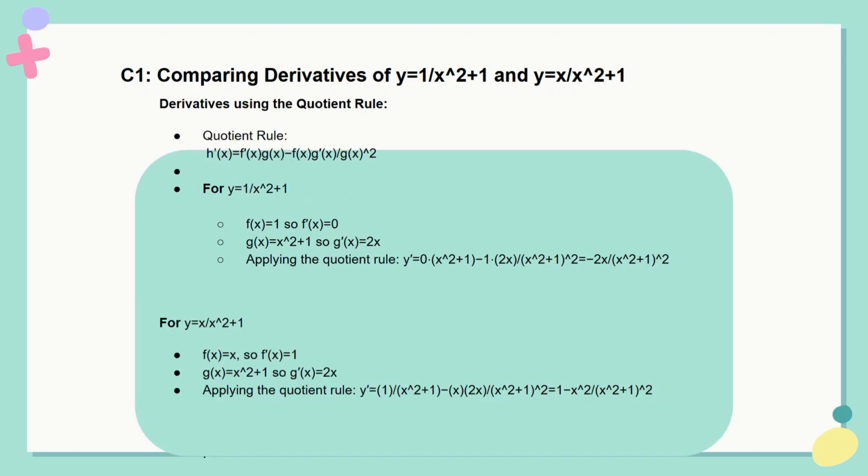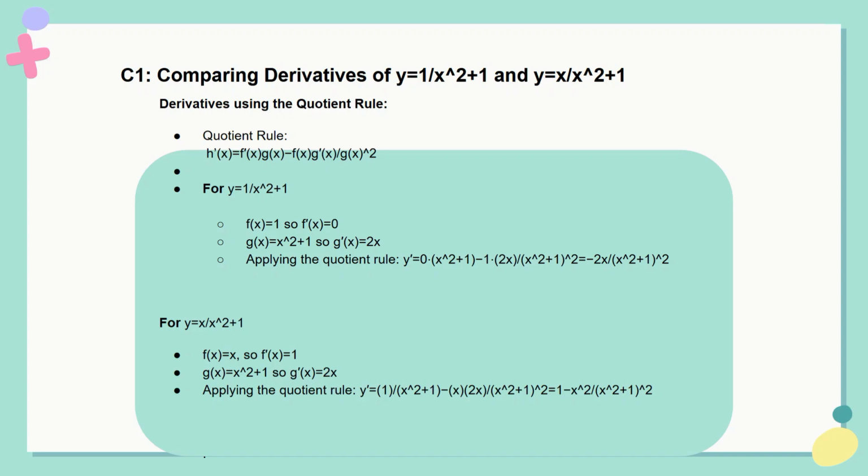So the quotient rule states that h prime of x is equal to f prime of x g of x minus f of x g prime of x, divided by g of x squared. If we apply this rule to y is equal to 1 divided by x squared plus 1, we'll get an answer of minus 2x divided by x squared plus 1 squared. So when f of x is equal to 1, f prime of x is equal to 0 because the derivative of any constant is equal to 0.